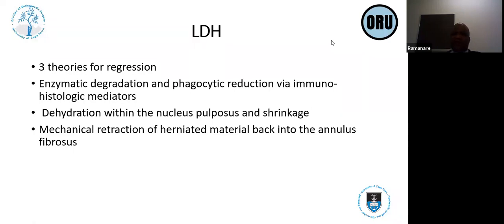And they also said this last theory of mechanical retraction is still a theory, but no one has proved that this disc also resorbs. Now we're looking at the low disc herniations where there's still quite a lot of intact posterior annulus around the discs.